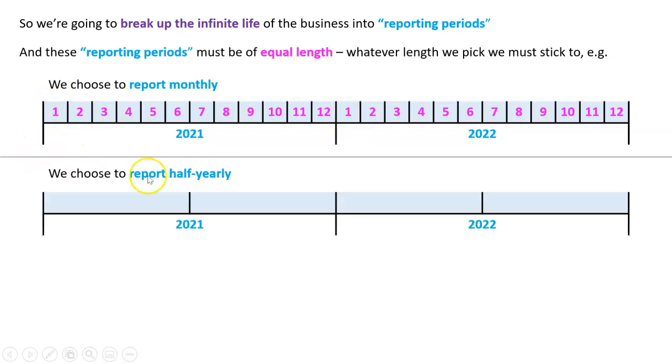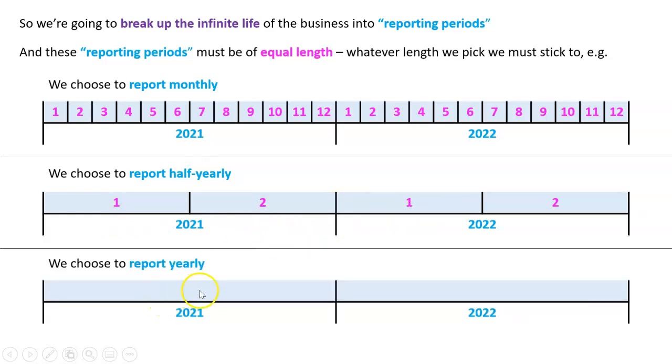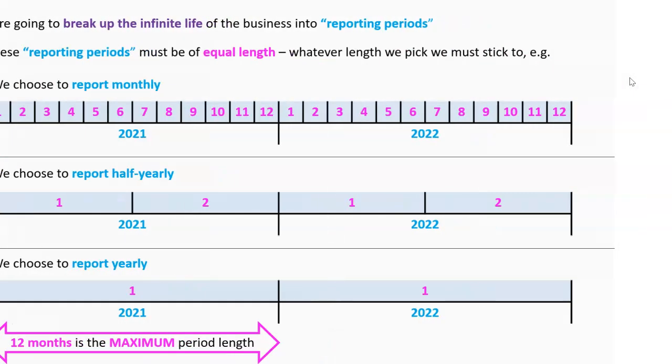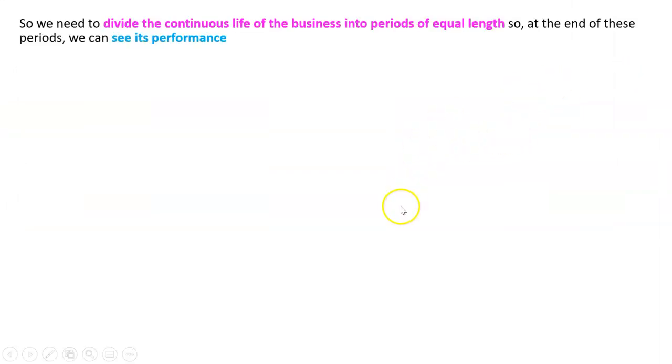Or we could do it 6 monthly, which we call half yearly. So in 2021, there's 2 periods. 2022, there's 2 periods. Or we might do it yearly, in which case each year is 1 period. We could also do quarterly, which is every 3 months, which I didn't put there, but that will come up too. The point being, it can't be any more than 12 months. One reason being the government wants us to do our taxes every year, so we can't actually have a period of longer than 12 months. But the point is, the life of the business has been broken into periods of equal length. So we can now determine our performance, and also compare it over time.